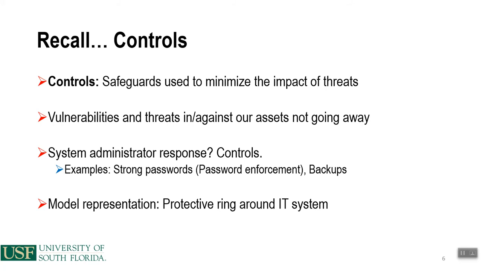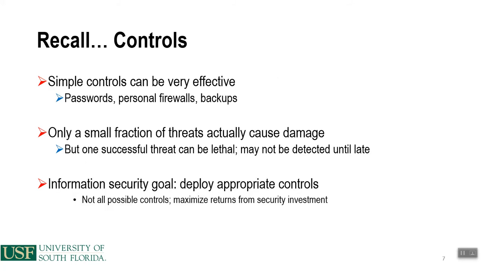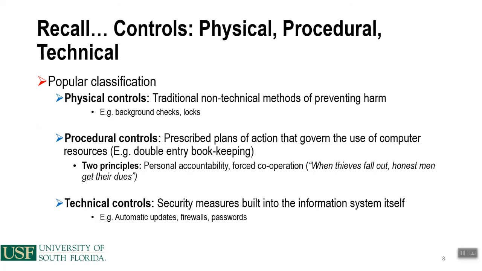possibility of a threat. And the reason for this is that vulnerabilities and threats against our assets are not going to be going away. So a systems administrator's response is to employ controls accordingly. And simple controls can be very effective. So that circular ring around the IT system could represent passwords, firewalls, and so on and so forth. And information security's goal is to deploy the appropriate controls.